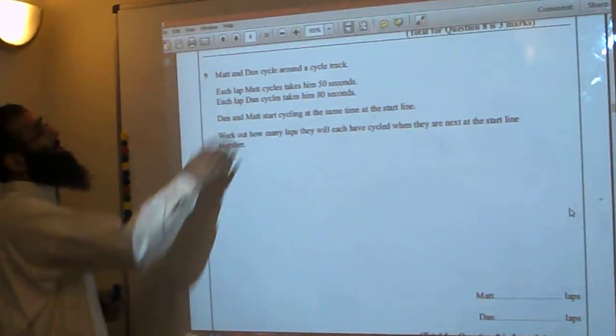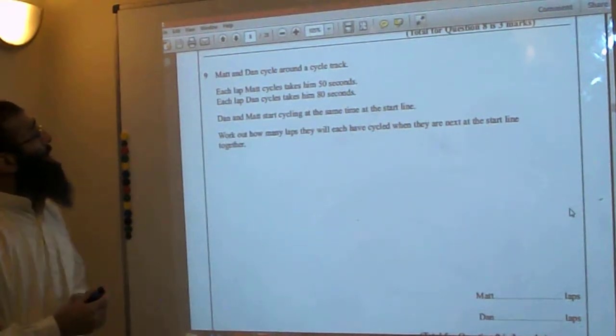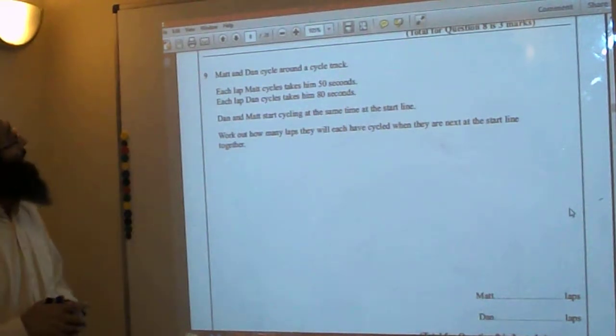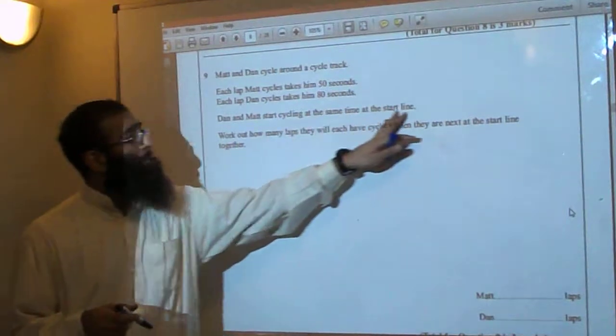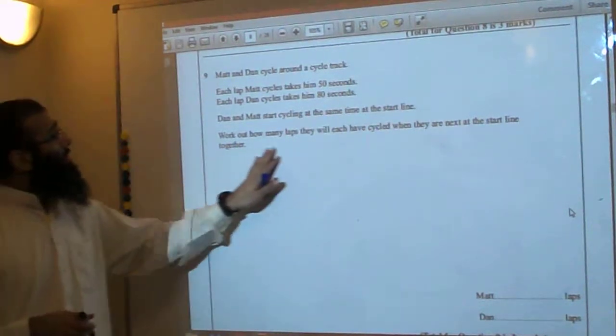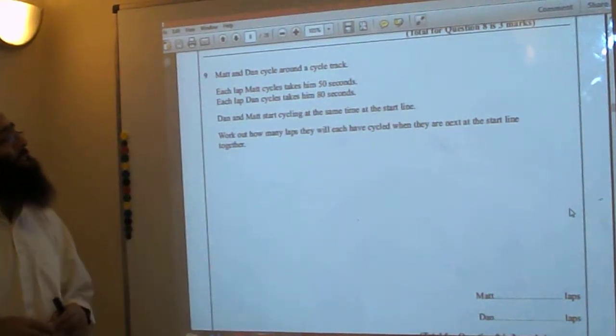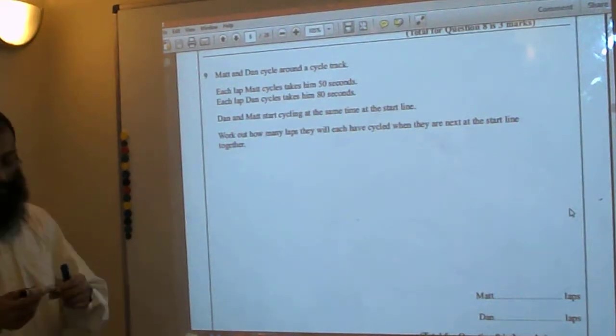Mat and Dan cycle around a cycle track. Each lap Mat cycles takes him 50 seconds. Each lap Dan cycles takes him 80 seconds. Dan and Mat start cycling at the same time at the start line. Work out how many laps they will each have cycled when they are next at the start line.